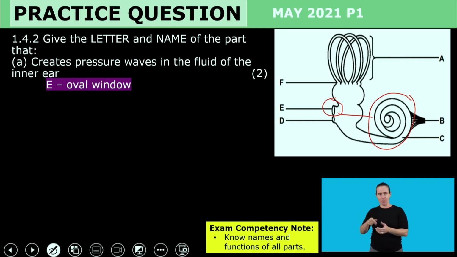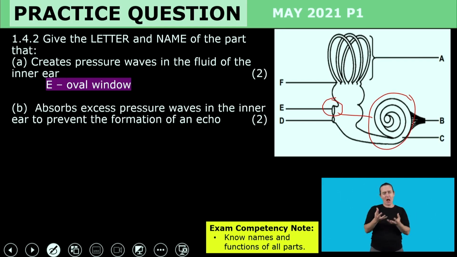143, B, absorbs excess pressure waves in the inner ear to prevent formation of an echo. And we are looking at the letter and the name, and that is D, which is the round window.